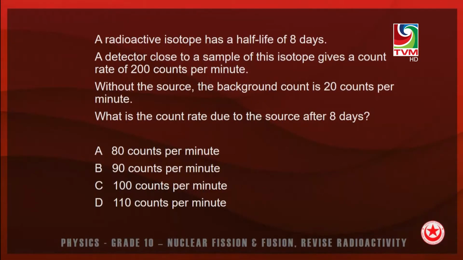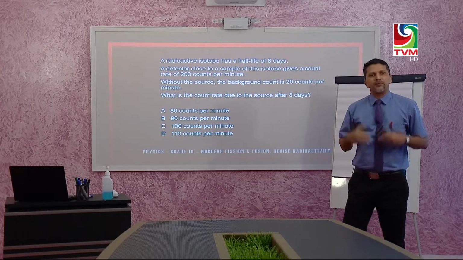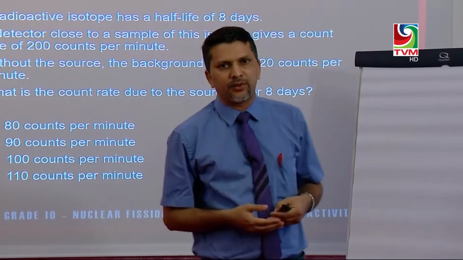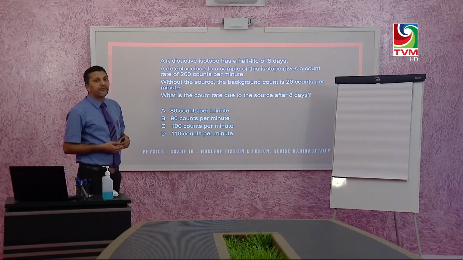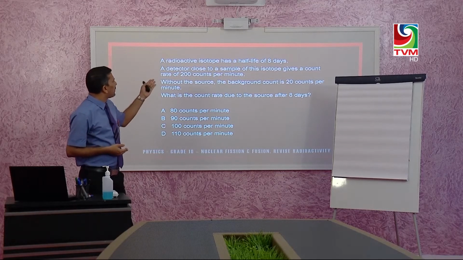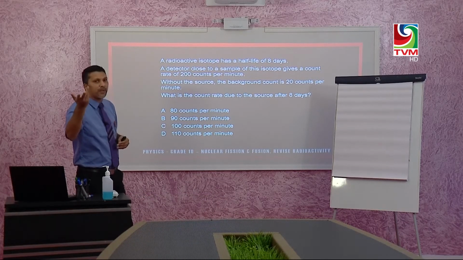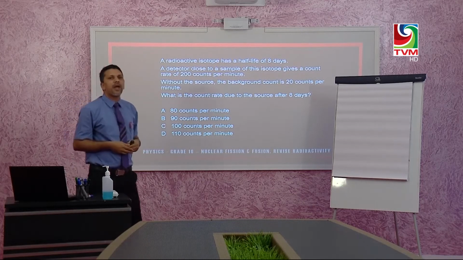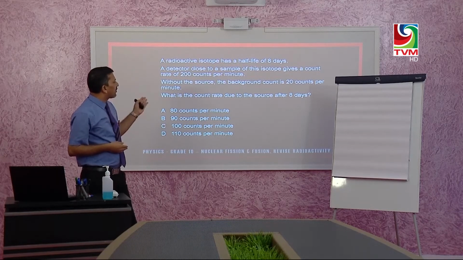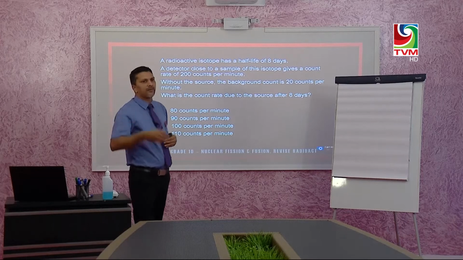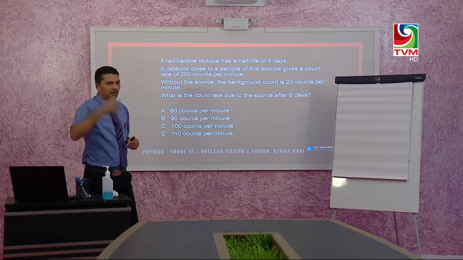Then next question. In all the question papers you can see half-life questions, half-life calculation, in MCQ and theory also you can see half-life calculation questions. This is one half-life question. A radioactive isotope has a half-life of 8 days. A detector close to a sample of this isotope gives a count rate of 200 counts per minute. Without the source, the background radiation is 20 counts per minute. What is the count rate due to the source after 8 days?